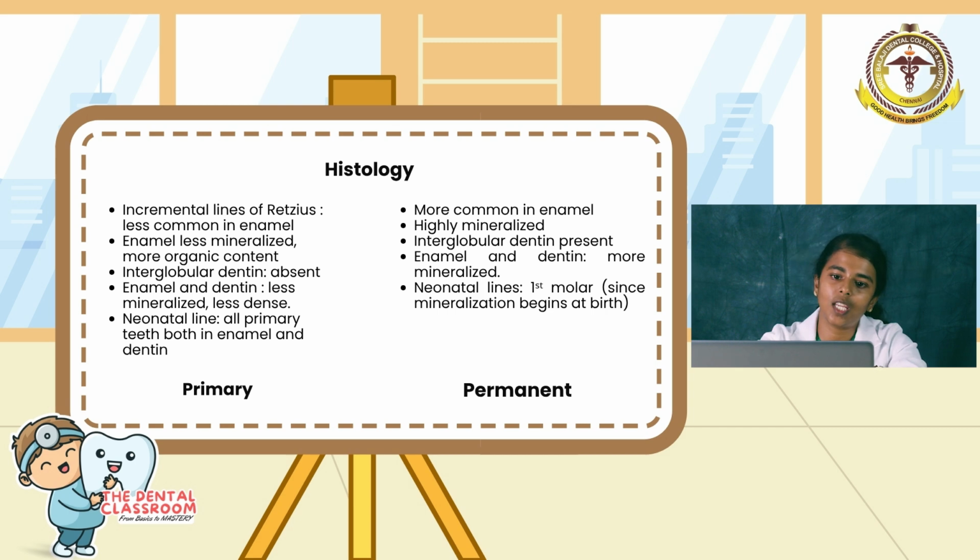With respect to neonatal lines, they are usually seen in all the primary teeth, that is incisors, cuspids and molars, but in the permanent dentition the neonatal line is seen only in the first permanent molar.